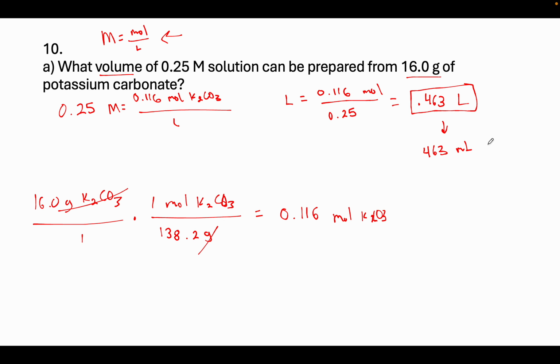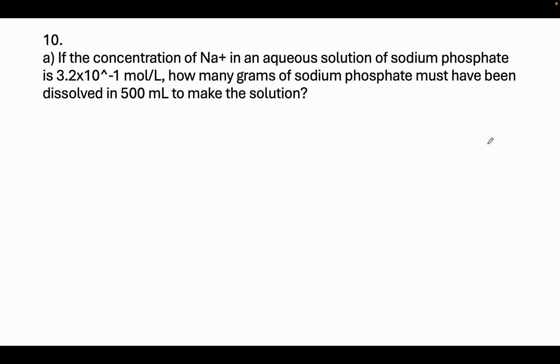Number 10b: if the concentration of sodium in an aqueous solution of sodium phosphate is 3.2 times 10 to the negative 1 mole per liter, how many grams of sodium phosphate must have been dissolved in 500 milliliters to make the solution? Sodium phosphate is Na3PO4. So we're looking for grams. This problem is pretty similar to the first problem.